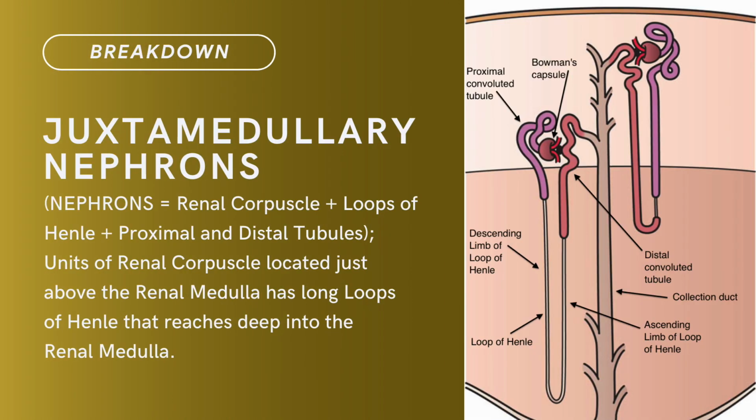Compound term, juxtamedullary nephrons. Nephrons means renal corpuscles plus Henle plus proximal and distal tubules. Brief definition, units of renal corpuscles, that is glomerulus plus Bowman's capsule, located just above the renal medulla, as long Henle that reaches deep into the medulla.